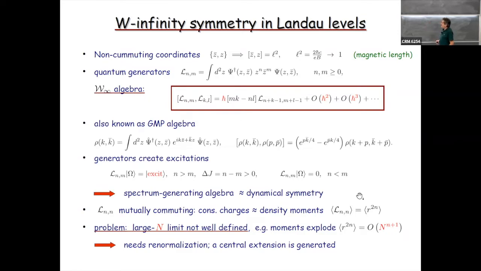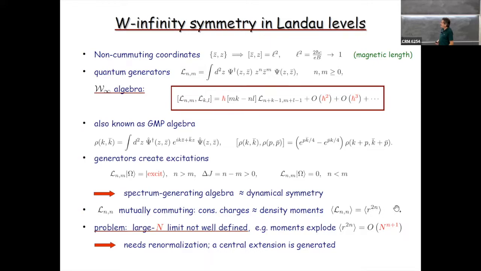So this W infinity symmetry is a dynamical symmetry. Some excitations relate to the vacuum, and others generate all the excitations, exactly like conformal field theory. So it's a sort of extension of conformal field theory. Let me notice that those with equal indices are mutually commuting. So they are conserved charges, which in fact correspond to moments of the density, as you can see from the definition. So these are conserved charges associated to a certain representation.